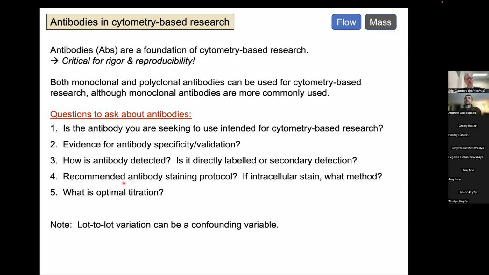You should also pay attention to the recommended antibody staining protocol and what buffers they recommend. This is particularly relevant in the context of intracellular stains, but there are many antibodies which are used for intracellular staining, and you need to pay close attention to what buffers the companies are recommending to use. For example, some companies will often use a very harsh fixation such as methanol, others use a milder fixation. But the reason that matters is that those staining conditions can profoundly influence your other antibody performance. And of course, you need to define your optimal titration.